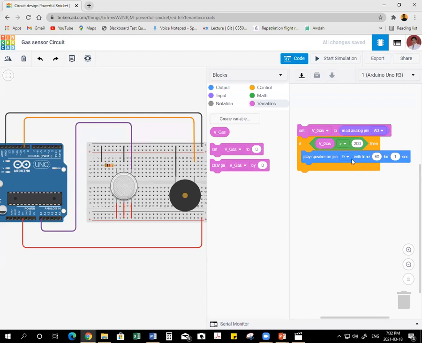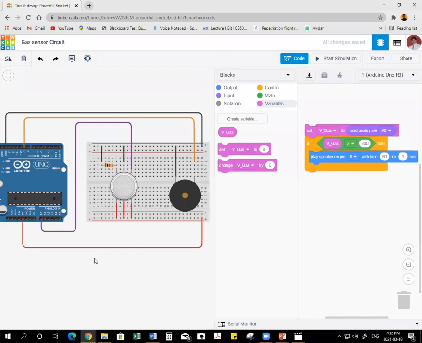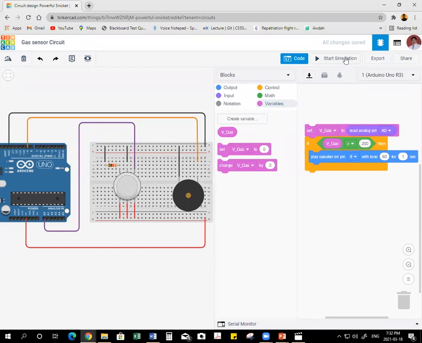Pin number 9 we set for the play speaker, and 60 is the tone. Now we'll check the output. So I'll decrease this one so that you can see easily. Okay, now start the simulation. Everything is set now. Now the simulation is started.